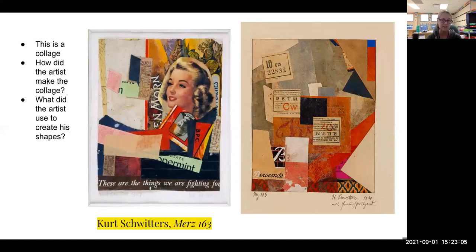This is going to be a collage kind of to the next level. So this one, in this first picture here by Kurt Schwitters, is using just pieces of paper, but it's also using what looks like magazine clippings of photographs and pictures and words, and they're all glued down in an interesting way to create this collage.